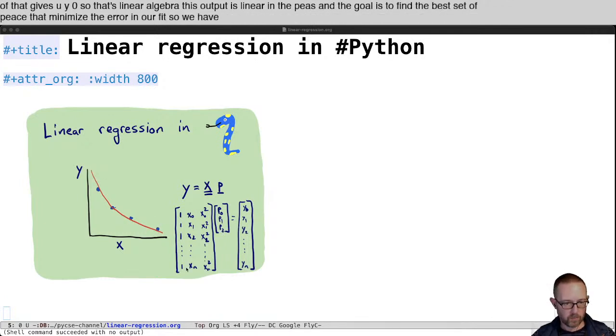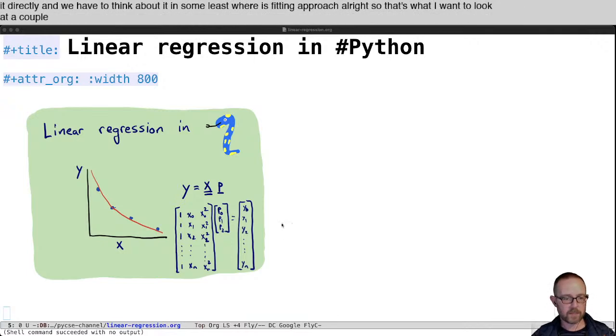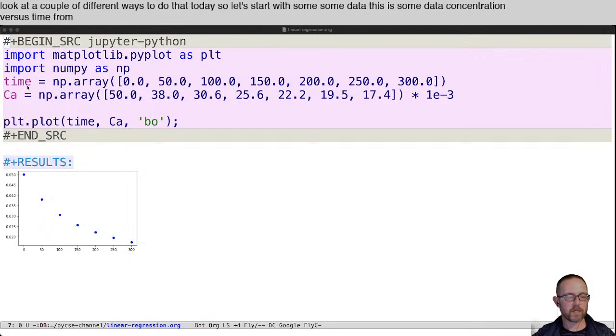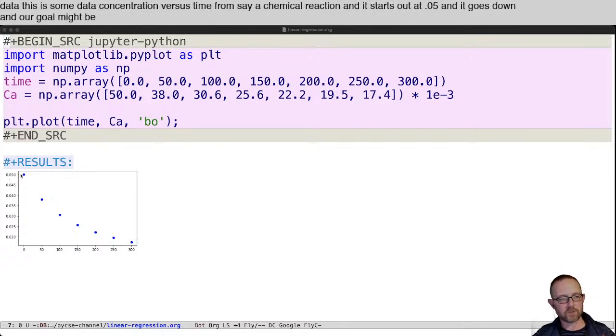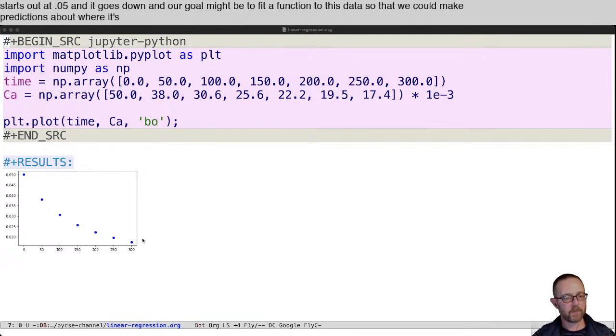So we have more data points than we have parameters, and so we cannot solve it directly, and we have to think about it in some least squares fitting approach. All right, so that's what I want to look at, a couple of different ways to do that today. So let's start with some data. This is some data, concentration versus time, from, say, a chemical reaction, and it starts out at 0.05 and it goes down. And our goal might be to fit a function to this data so that we could make predictions about where it's going to go.